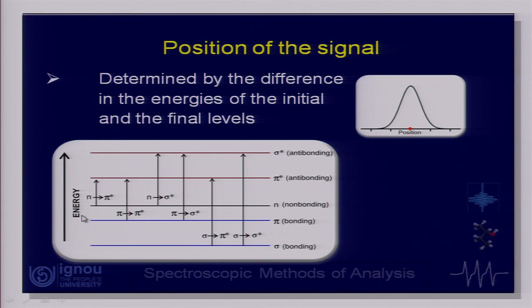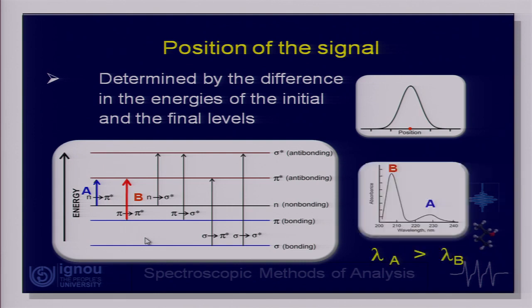Now, from this, let me take a simple example here. Let me talk about two possible transitions, say a transition A, which is from n to pi star. That means initially the system is in the n level there, it goes to a pi star level there. Or we have a transition from, say, pi to pi star. The spectrum will look something like this. Now, what you find is that lambda A happens to be the wavelength at which this maxima is positioned there, it is somewhere here, and lambda B is the peak position of this particular signal over there.